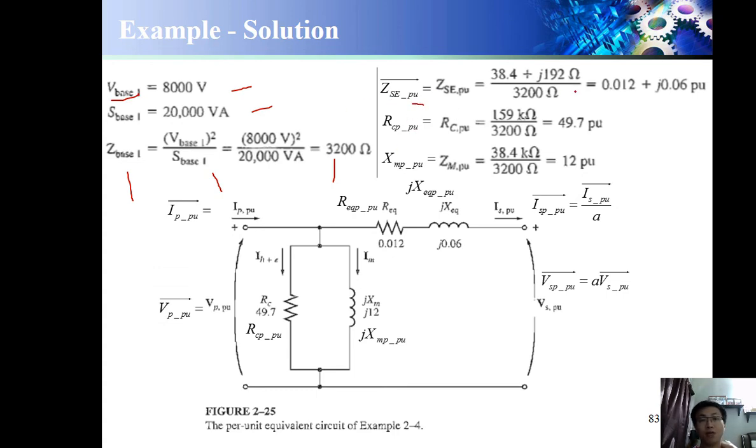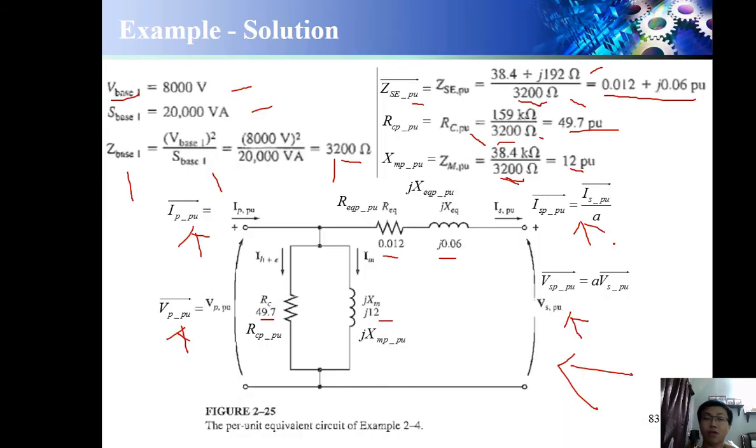My Z per unit is ZE divided by my base, and I have my per unit. RC divided by my base, I have per unit. X divided by my base, I have per unit. So the base will be the same, see? All come from Z. Then I put it into what we call the equivalent circuit. You see 0.01, 0.06, 49.7, 12. All are in per unit. But remember, we also need to name per unit variables.